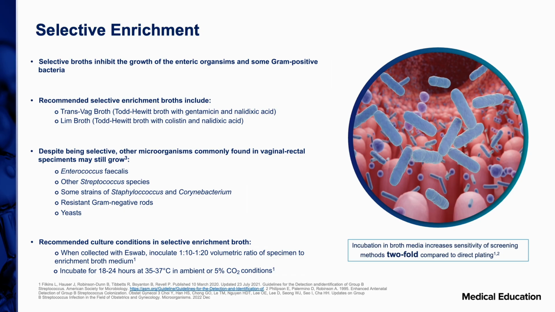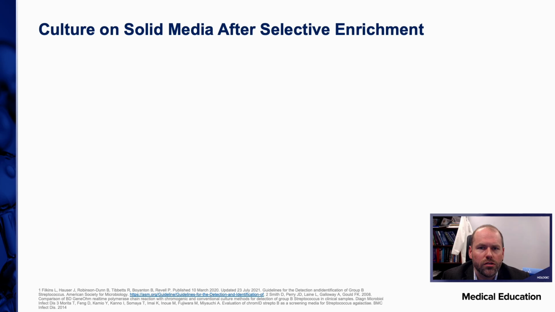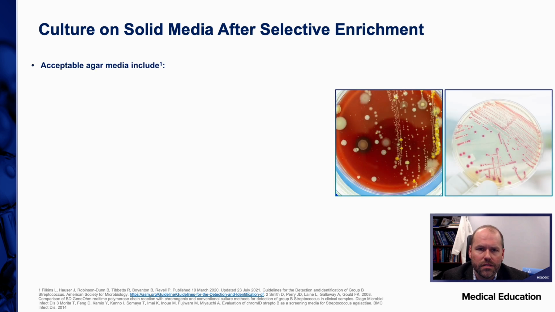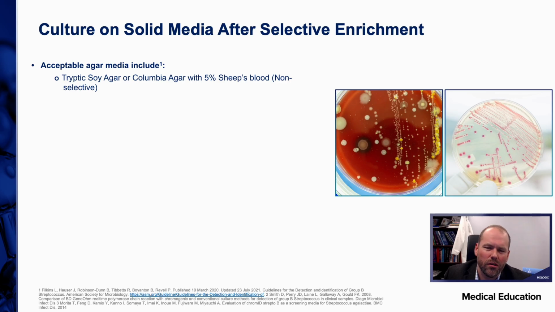And another topic that we've been talking about is culture on solid media, right? So we have this selective enrichment, but we've been talking about that now getting put onto a plate, right? And so some of the acceptable agars that we would think about in the lab and that we use every day are things like a TSA, a tryptic soy agar, or a Columbia agar with 5% sheep's blood. And this is non-selective, so you get a lot of growth. And you could see this actually if you look over on the right-hand side, you see this blood agar plate, right? That's got a lot of different colonies on it. And so that's indicative of that non-selection, right? So everything grows. Additional selectivity can be done with Columbia agar with colistin and nalidixic acid.